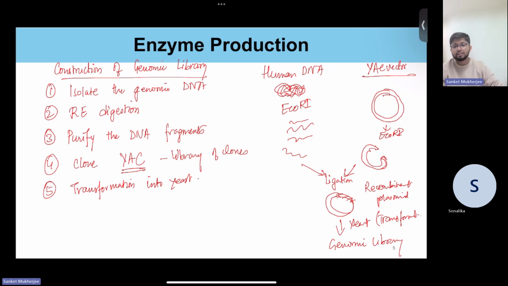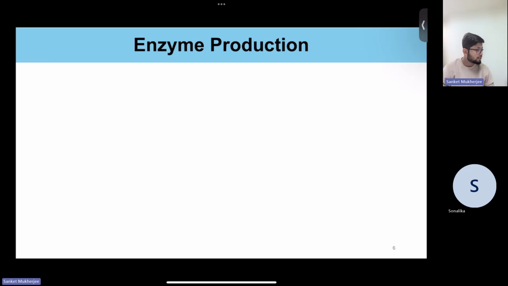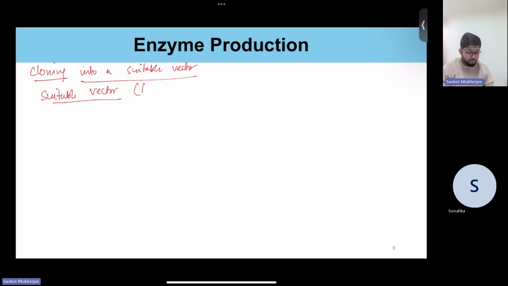Okay, I think that is clear so far. So we talked about genomic library construction, then we will talk about cloning. How is cloning performed? Based on the size of the fragment that we want to insert, we select a suitable vector. We will talk about what the different forms of vectors are. So it is chosen based on size.